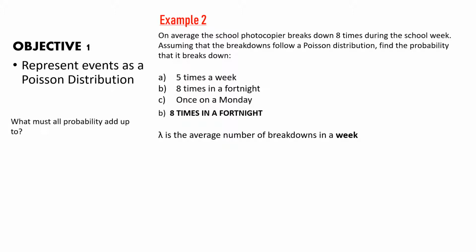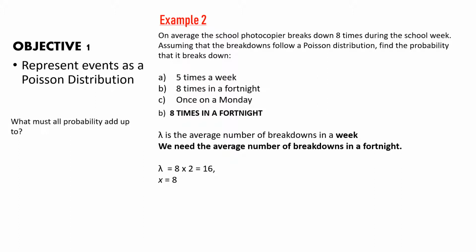Second question is 8 times in a fortnight. Well, this changes a little bit because we were given 8 times in a school week. So lambda is the average number of breakdowns in a week. We need the average number of breakdowns in a fortnight. And if there's 8 per week, then there's going to be twice as many as that in a fortnight. So lambda is going to equal 16.